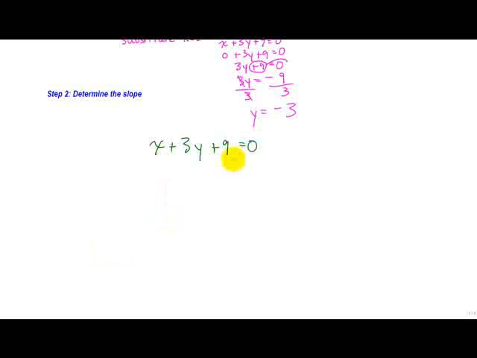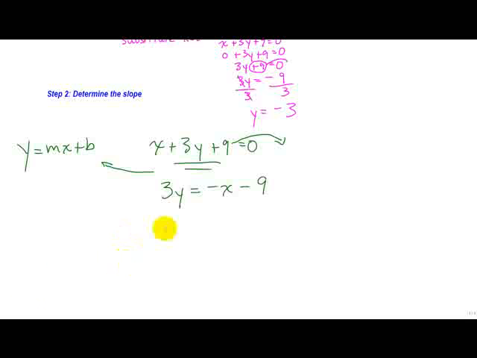Now, to determine the slope of this general form equation, what we want to do is take this general form equation and rewrite it into slope-intercept form. Once again, a quick review: slope-intercept is y equals mx plus b. So first things first, we want to leave the y on the left-hand side of the equation. That means we're going to be moving the x and the positive 9 to the other side of the equation, which will make them negative from their current positive. So what that will read is 3y will equal negative x minus 9.